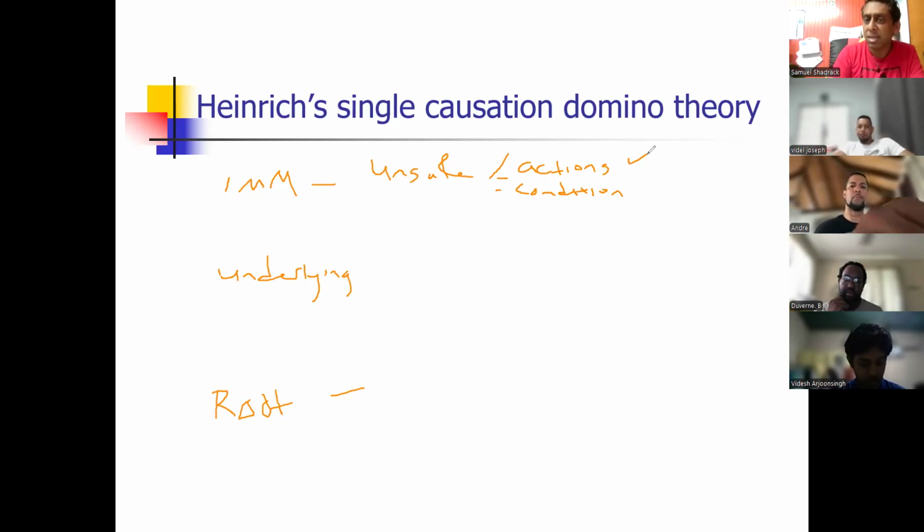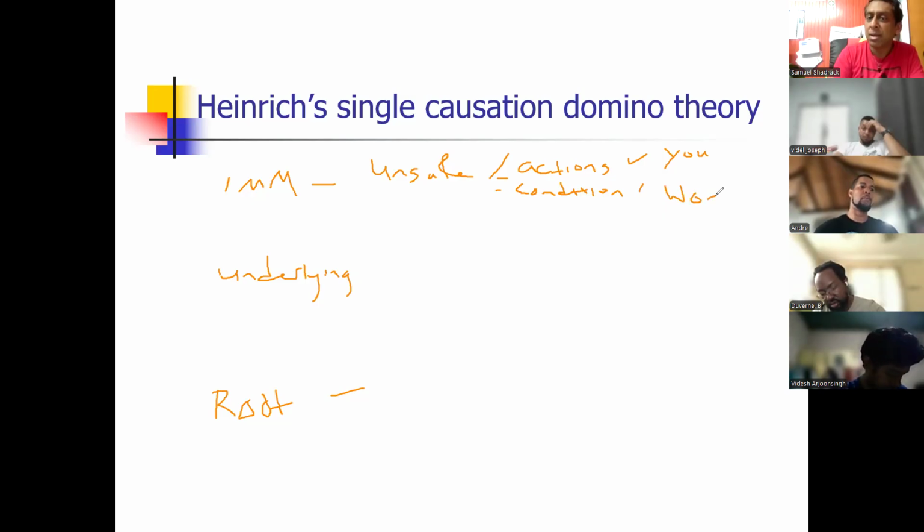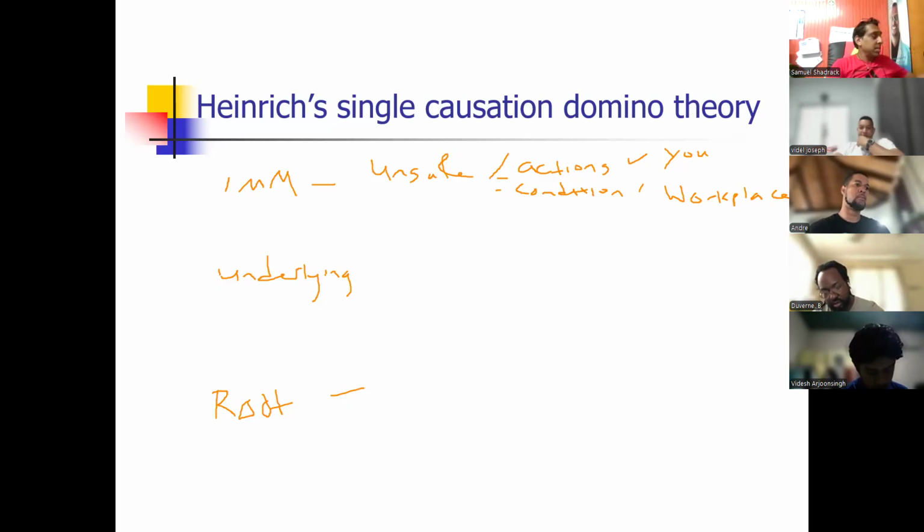Unsafe actions, unsafe conditions. Unsafe actions are basically due to you. Unsafe conditions are due to the workplace itself. Unsafe actions are due to you. You get it from the case study. Unsafe conditions, when you read the case study, it will say things like there were boxes blocking the exit, the emergency exit, right? Tell me if you understand that.